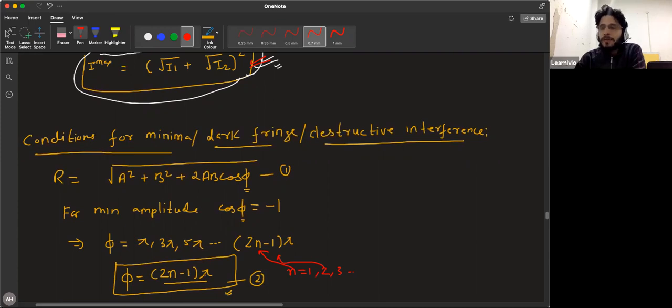Next, I need the path difference. What is the relation between phase difference and path difference? We know the phase difference, right? This is the phase difference. I need the path difference. So the relation between phase difference and path difference.